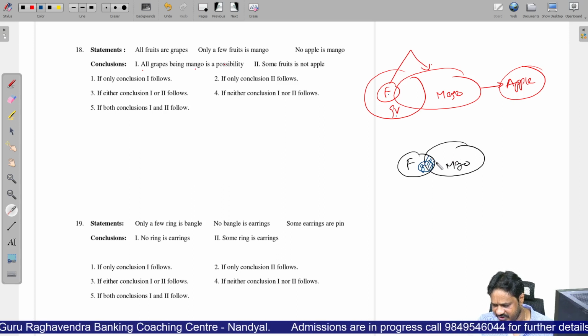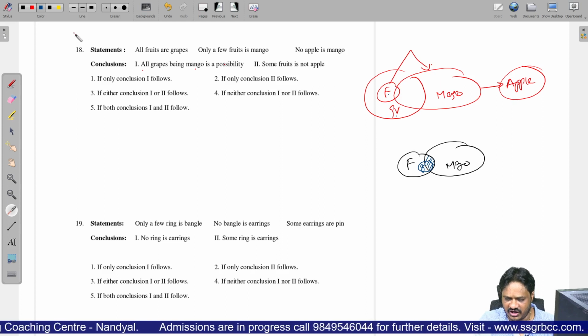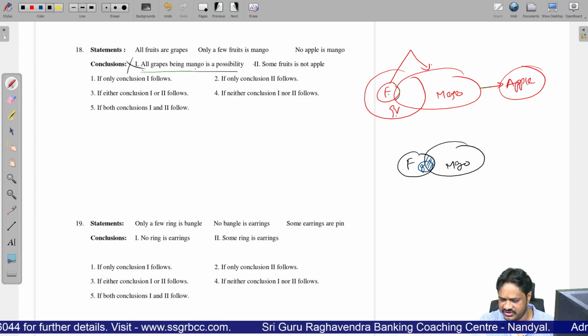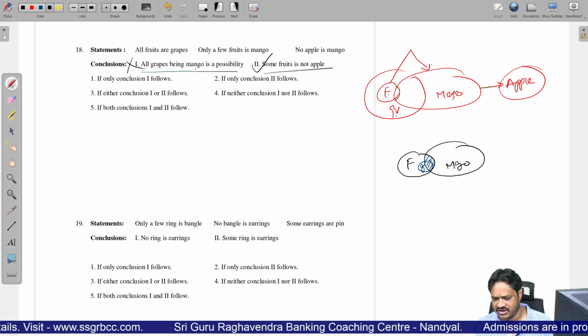Why? Because some grapes are not mango might follow. Therefore, all grapes are mango is a possibility does not follow. So, there is a chance of some grapes not being mangoes. So, first one does not follow. Second one, some fruit is not apple. So here no mango is apple. Inside mango there is some part of fruit. Therefore second one definitely follows.